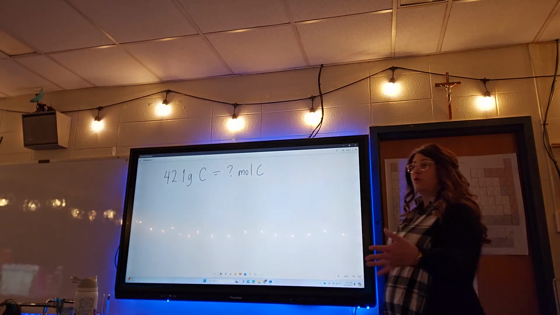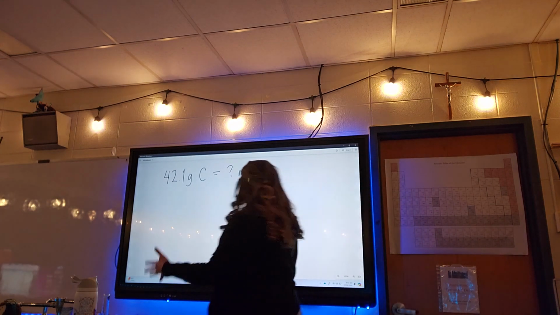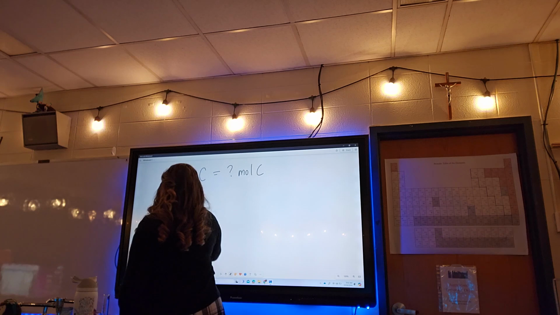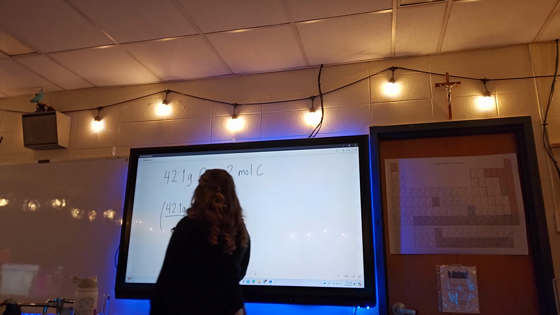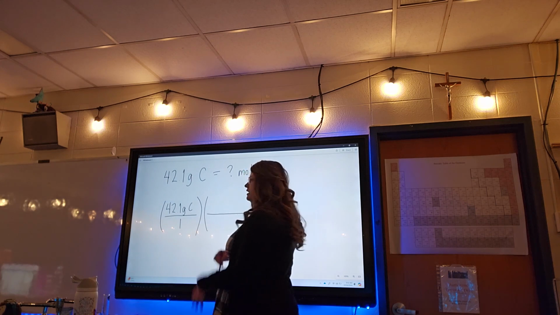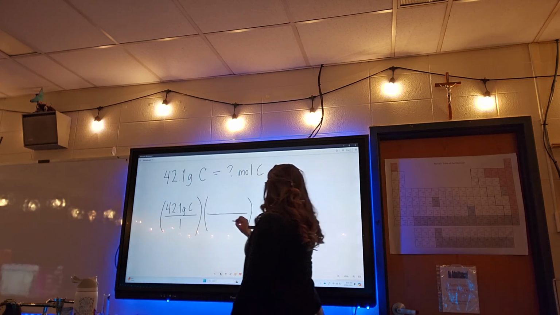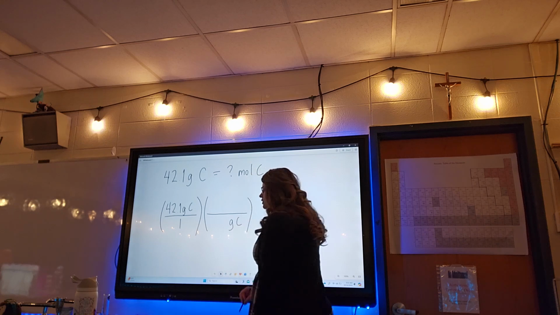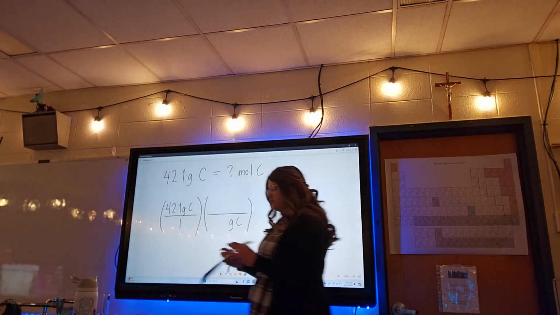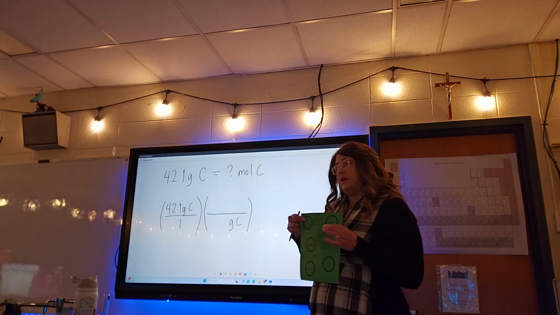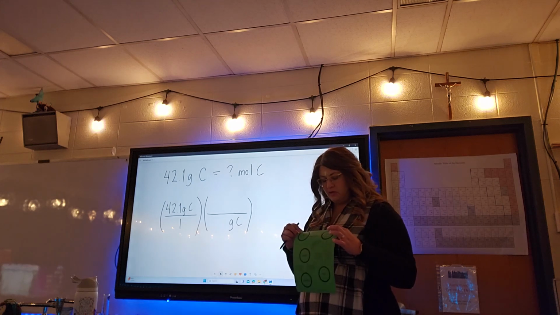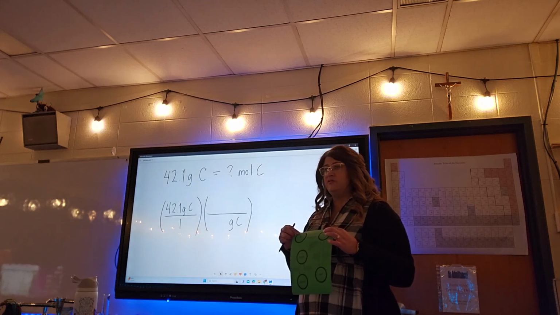Okay, so we're going to start this the same way that we did on last homework. So 42.1 grams of carbon over 1. And now, what unit should be in the bottom of my next fraction? Grams of carbon. So now, what do we do next? Your formula sheet will tell you, if you're starting in grams and you're needing to go to moles of that substance, just follow what the arrow tells you. It says to divide by the formula weight.